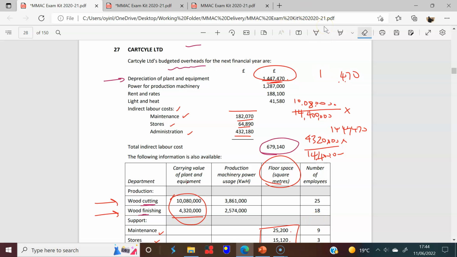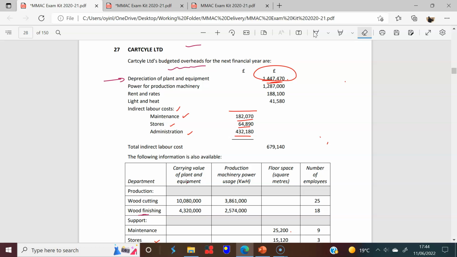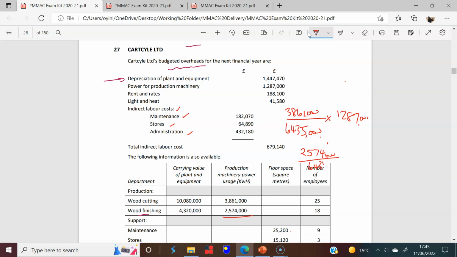So I'll just clean things up a little. Let's add these two together. Again, I'm just finding the base: 3,861,000 plus 2,574,000, and that's 6,435,000. So just do the same thing, take one at a time. 3,861,000 times, of course, the power, which is 1,287,000, and do exactly the same thing. 2,574,000 divided by 6,435,000 times 1,287,000. Exactly the same thing.